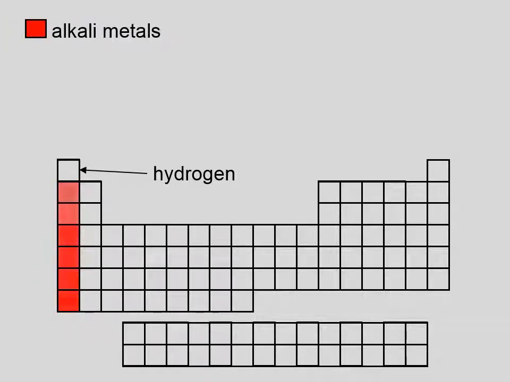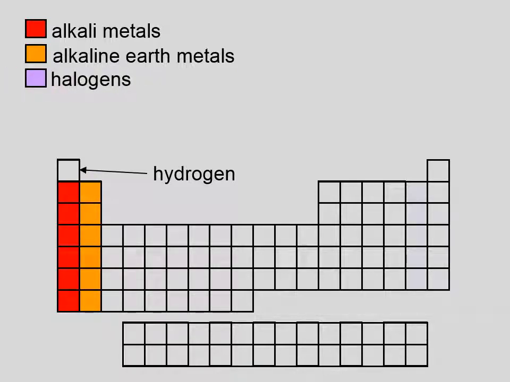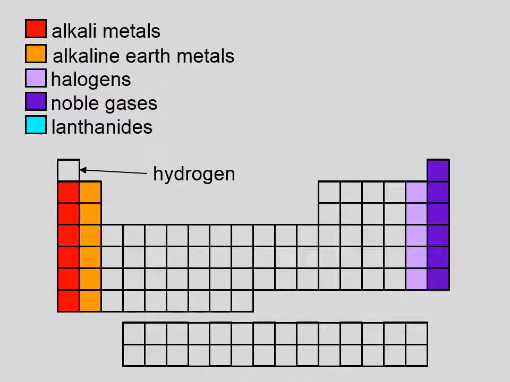So let's show you visually where all of these different clusters of elements are. Hydrogen, of course, is in the upper left corner of the table. Below hydrogen, the rest of the group 1 elements are called the alkali metals. The alkaline earth metals are group 2. The halogens are way over near the right side of the table, group 17. The very far group on the right is the noble gases.